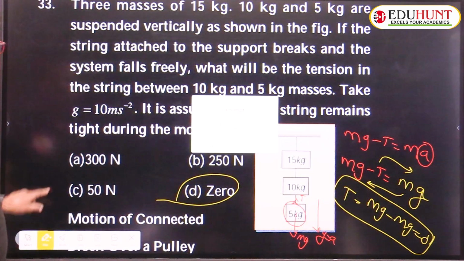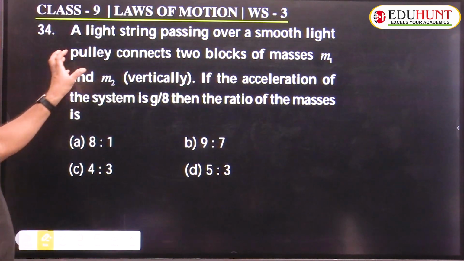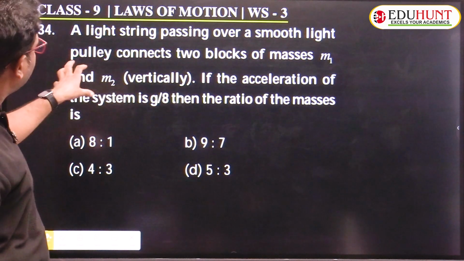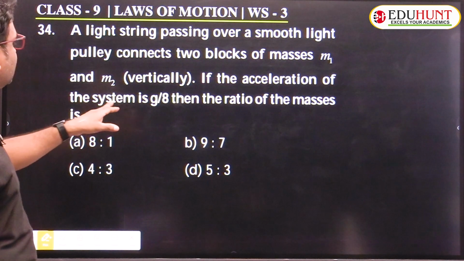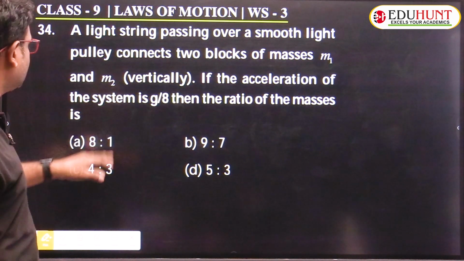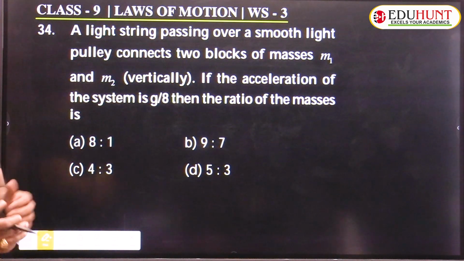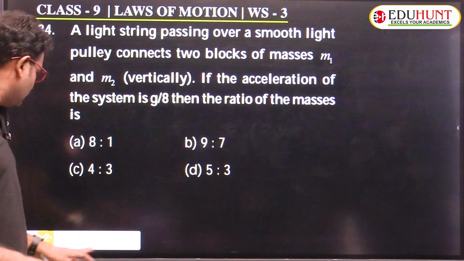Next, look at the 34th. A light string passing over a smooth light pulley connects two blocks of masses m1 and m2 vertically. If the acceleration of the system is g by 8, then the ratio of the masses is. We have done this kind of problem earlier. I will give a hint and you have to solve it.